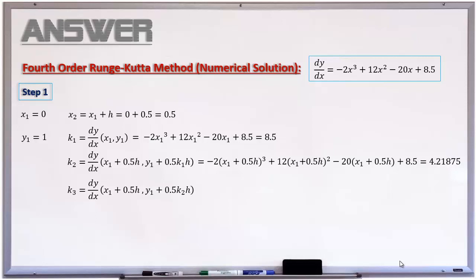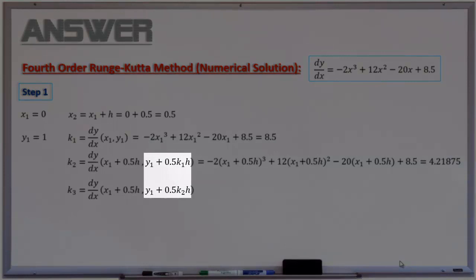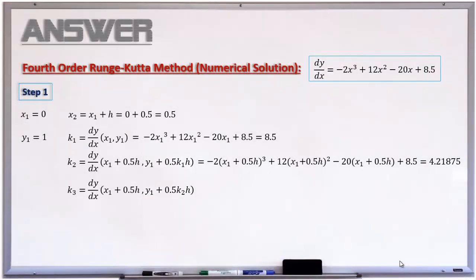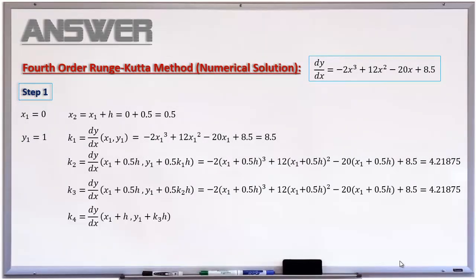Now k3 is the derivative evaluated at x1 plus half h and y1 plus half k2h. This is the difference between coefficients k2 and k3, that the y terms are different. But in our problem, we don't have y terms in the derivative, so we will get the same answer as in k2. Now for k4, it's the derivative evaluated at x1 plus h and y1 plus k3h, and by doing this calculation we get a value of 1.25.